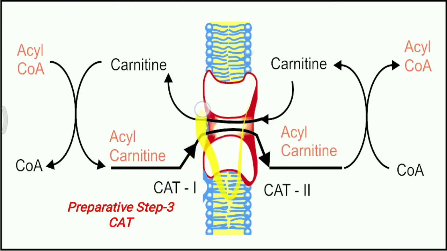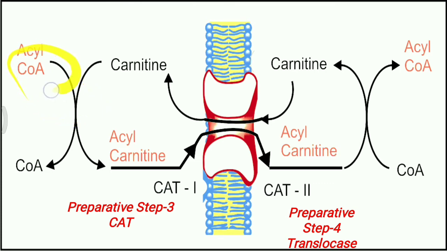Here that protein, translocase, is needed for the transportation. Now once it is inside the mitochondria, there is one more enzyme, CAT2, carnitine acyl transferase 2, that will transfer the acyl group and separate the carnitine molecule. This carnitine will go back into the cytoplasm, but the acyl group is attached with the CoA, finally making an acyl CoA molecule. So that is preparatory step 4, the translocase activity. So ultimately, the activated fatty acid is now present in the mitochondria for beta oxidation.